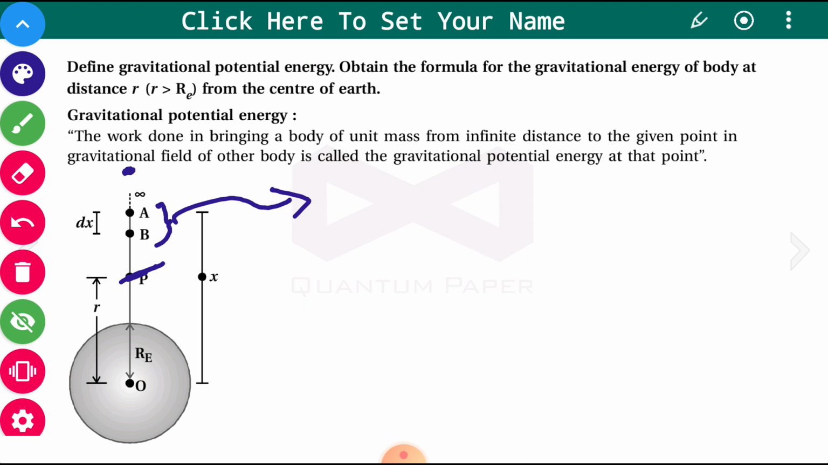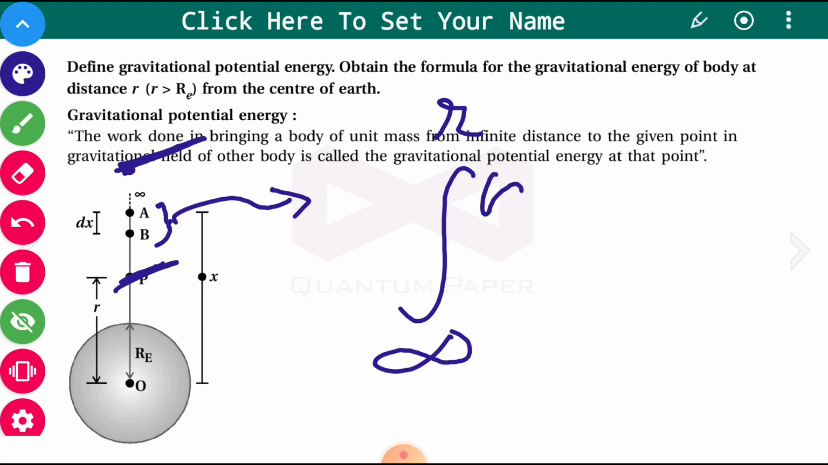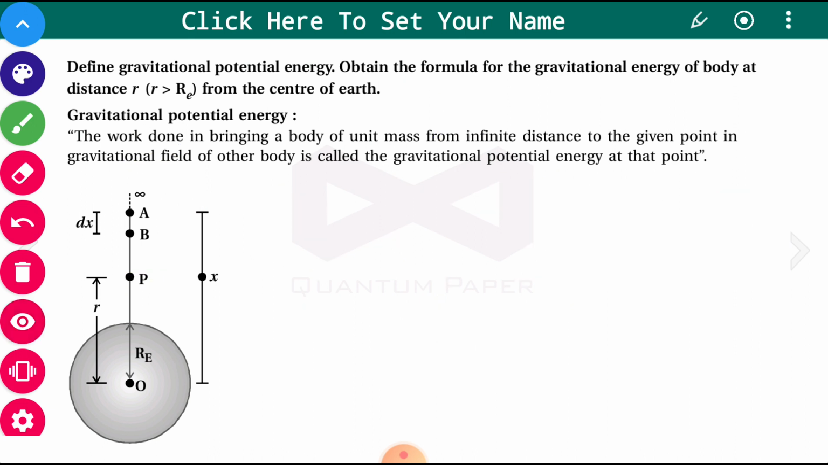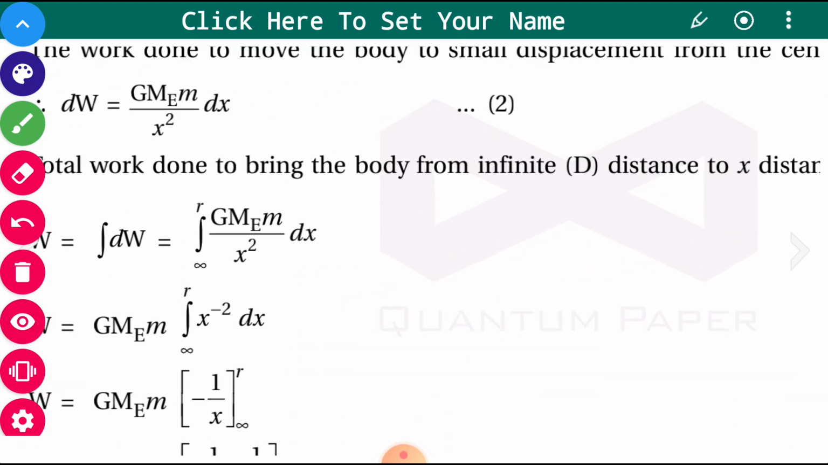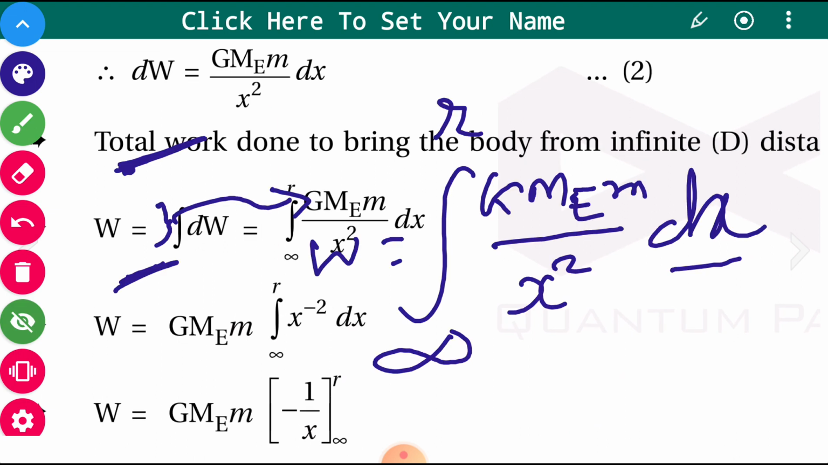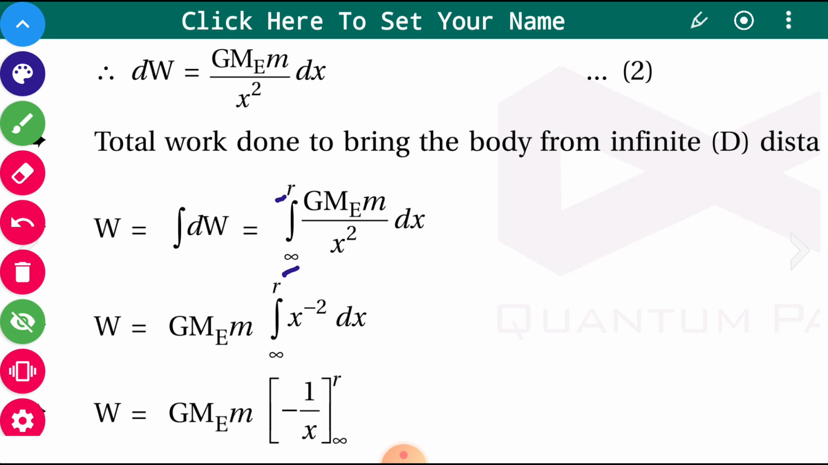Now we are generalizing it, that you want to bring the object from infinity to point P, then the integration will begin from infinity to point P whose position vector is r or its distance is r. Then force is G Me m upon x square and the displacement is dx. Okay, small displacement you are doing. So that will give you total work done. Okay, that is explained here. Okay, it is G Me m upon x square into dx. The integration begins from infinity to a point where you are ending.